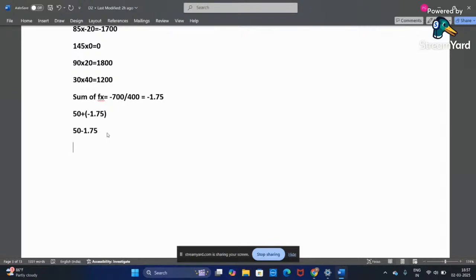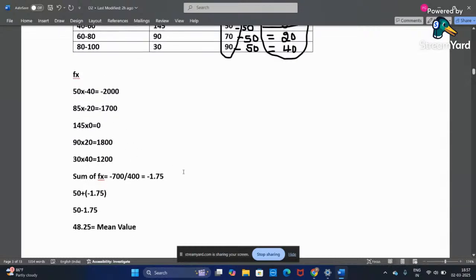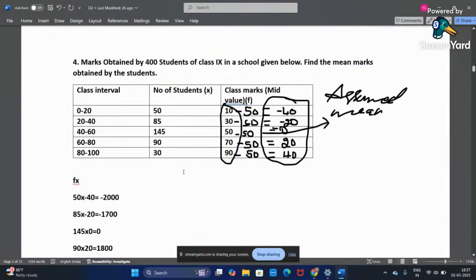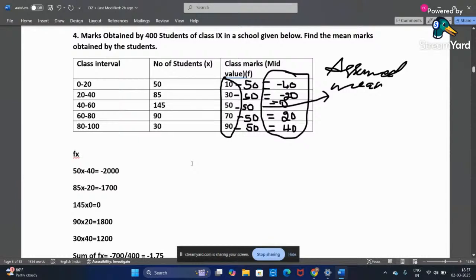50 minus 1.75, we will get 48.25. This is our exact mean value. This is our final mean value. Make a note of this. If you have any doubt, please ask me. We are moving to the next one.